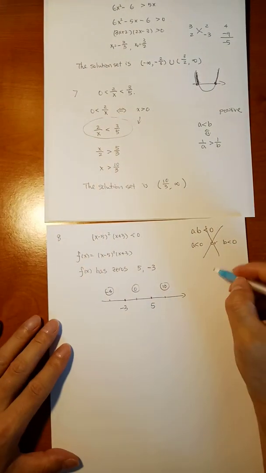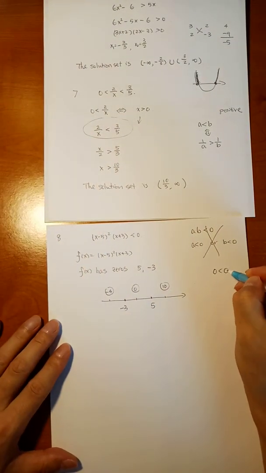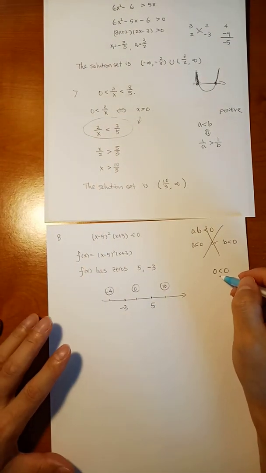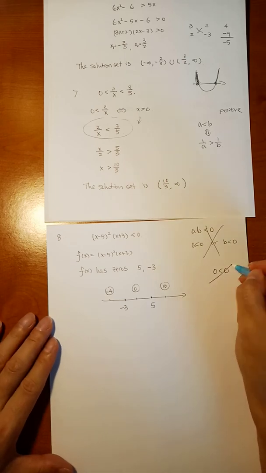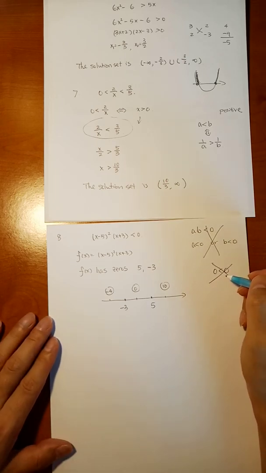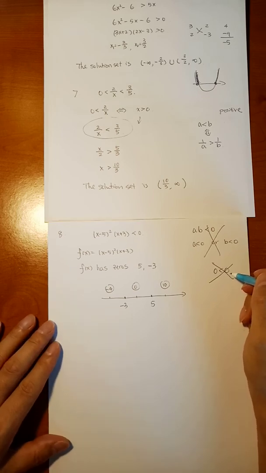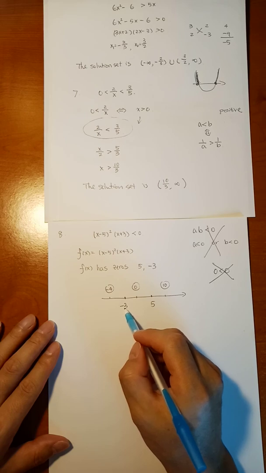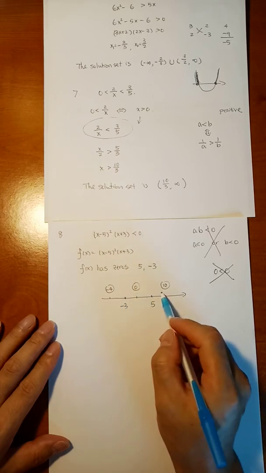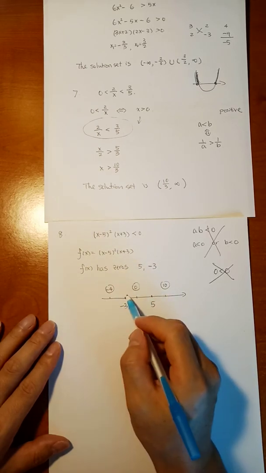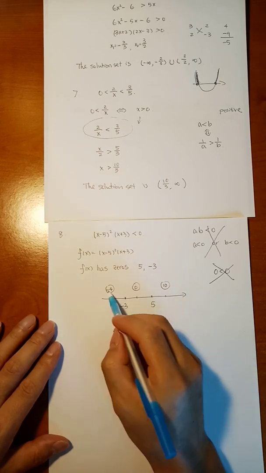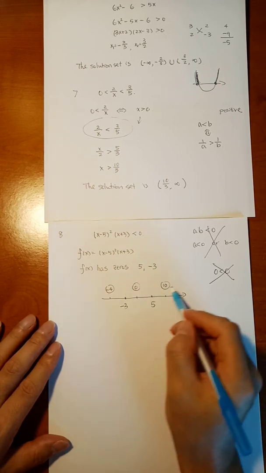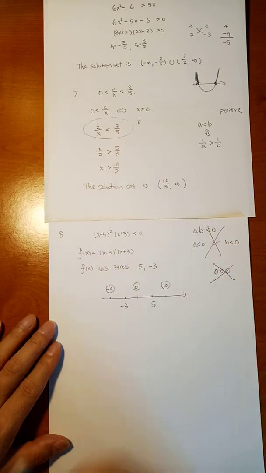Okay, another common mistake is saying that 0 is less than 0. That's incorrect. 0 is equal to 0, but not less than 0. And here, you never choose negative 3 and 5 as a sample point because they are not in the intervals. They are the endpoints. So I usually choose negative 4, 0, and 10. You can choose any other numbers.